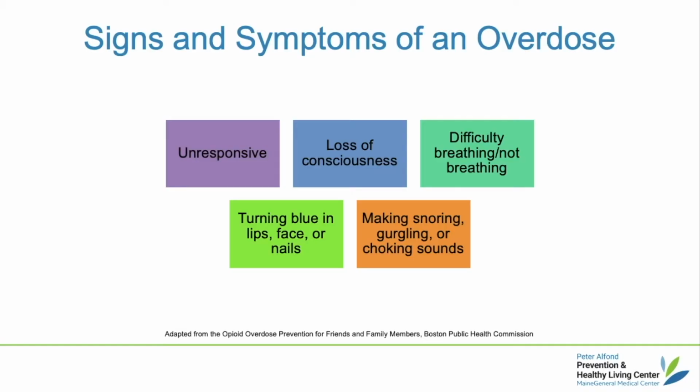Next, we will talk about the signs and symptoms of an opioid overdose. The major signs of an overdose are if the person becomes unconscious or unresponsive, has difficulty breathing, starts turning blue in the face, lips, or nails, or starts to make snoring, choking, or gurgling noises. If you see these signs and suspect an overdose, we recommend giving the individual Narcan.